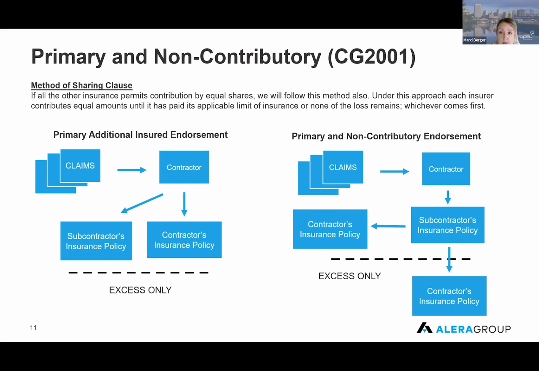Two other common endorsements that may be required or provided to you are primary, non-contributory, and transfer of rights of recovery. So what are these? First one is primary and non-contributory. ISO form number is CG 2001. This contractual requirement is used to determine the order in which multiple policies triggered by a loss should respond. So primary designates that a certain policy is going to respond first to a claim, and non-contributory means without contribution from another specific party, which is usually an additional insured or some other upstream party to a contract.